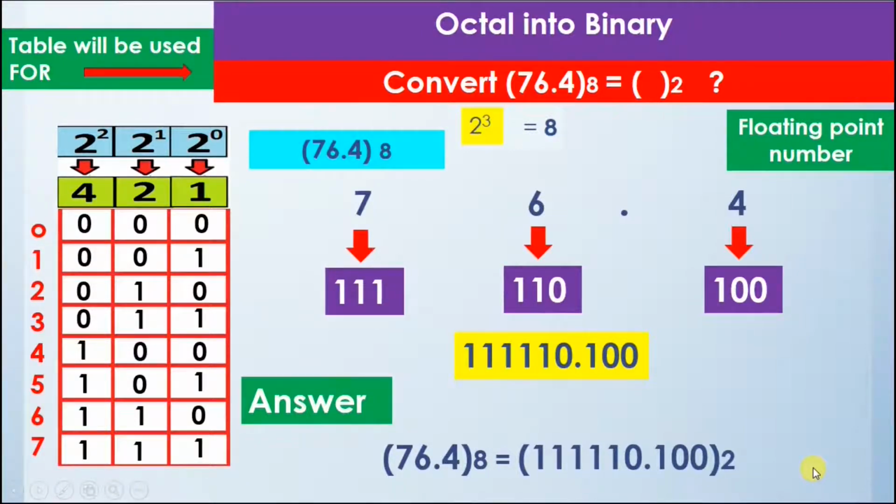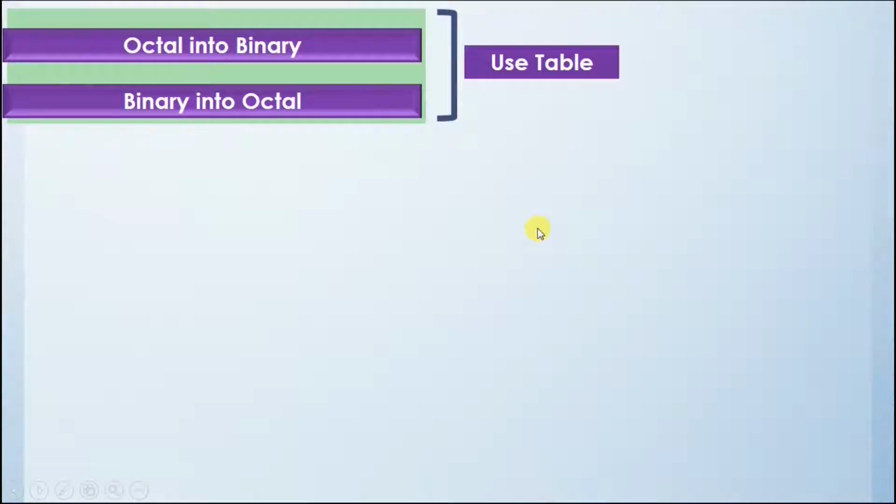So this is how we learn how to convert an octal number into a binary number for floating point numbers. In the next section, we will see how to convert binary into octal, and again we will use the table for that. So let's move ahead.